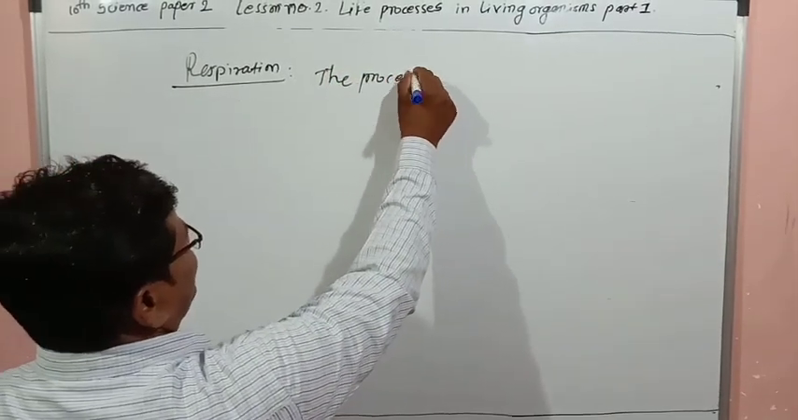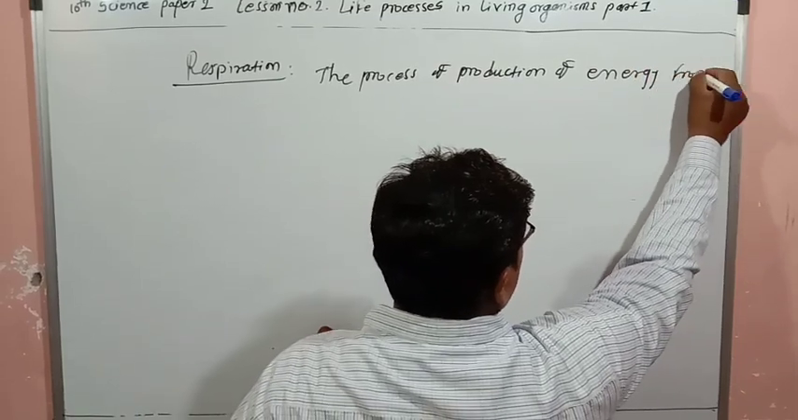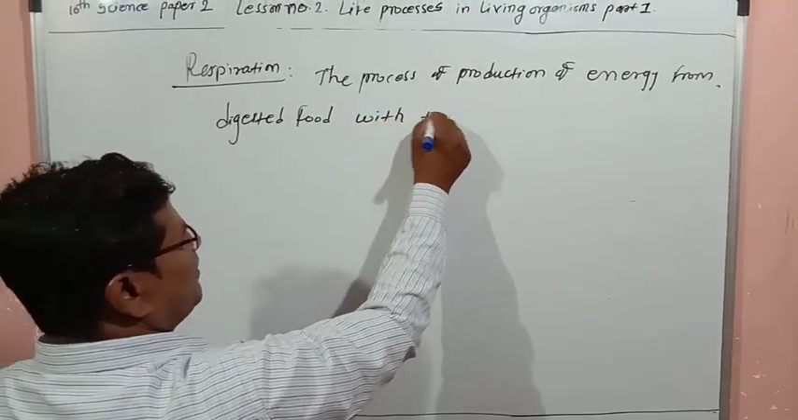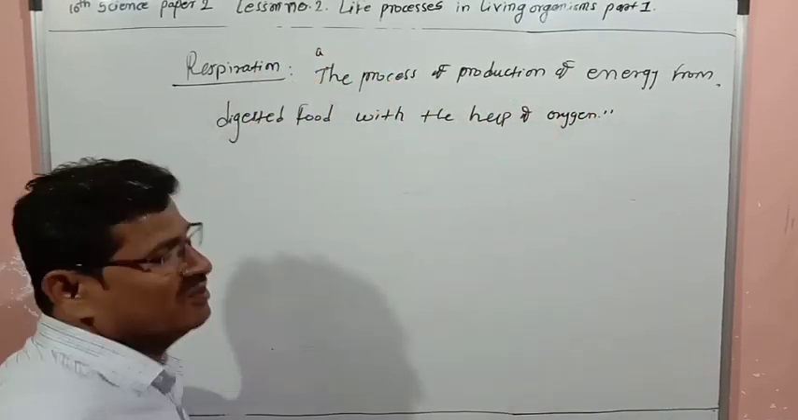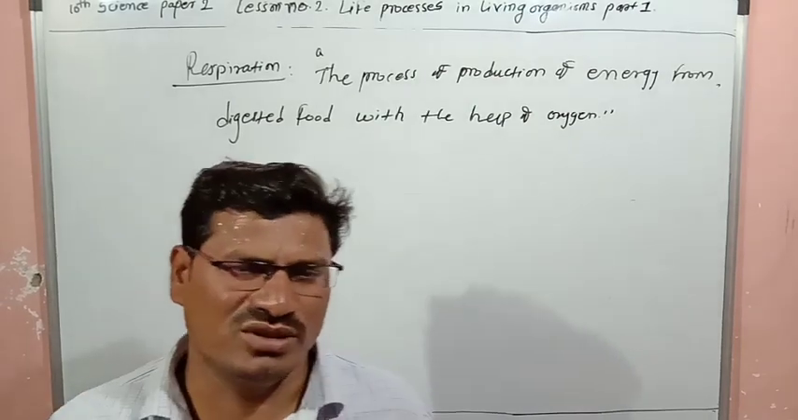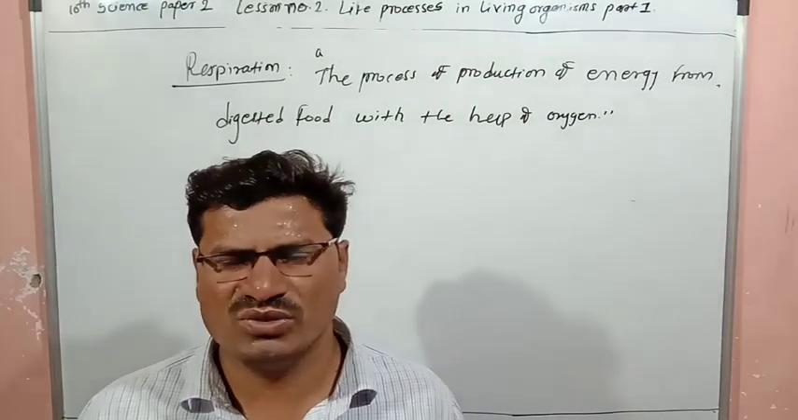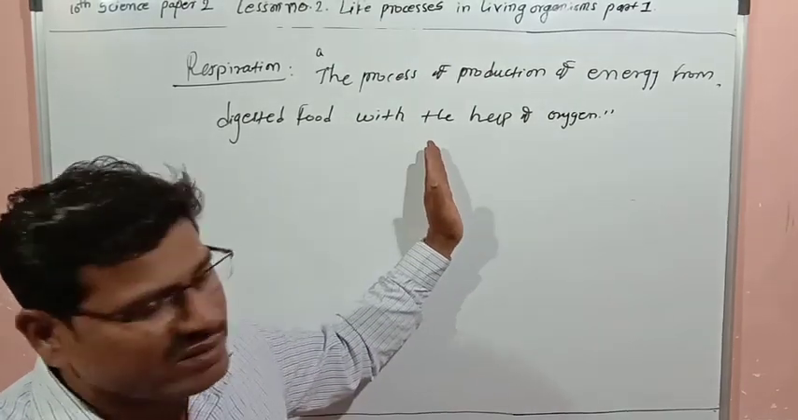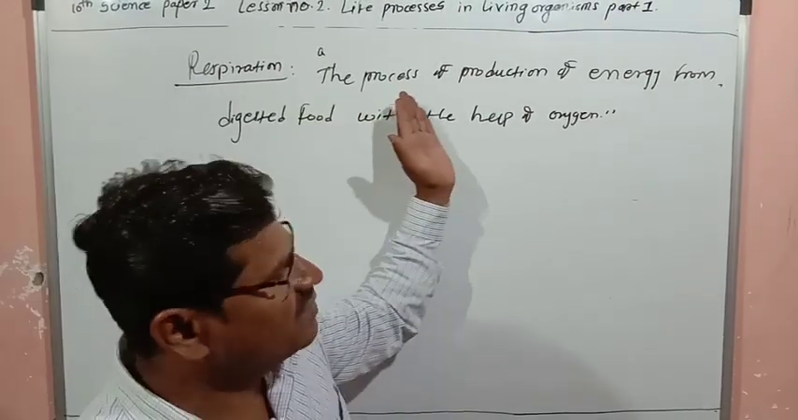The process of production of energy from digested food with the help of oxygen. So respiration is the process of production of energy from the digested food with the help of oxygen. After that, how does it occur? For that we have studied the respiratory system, and in it what is meant by respiration. This is the definition of respiration, and now we are going to learn in detail how the energy production takes place.